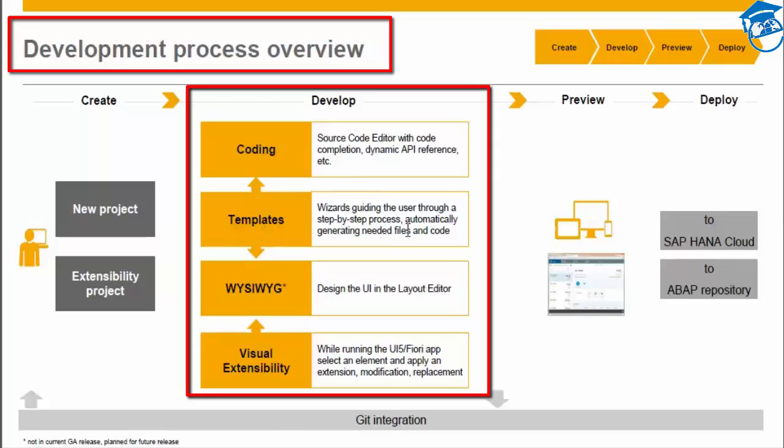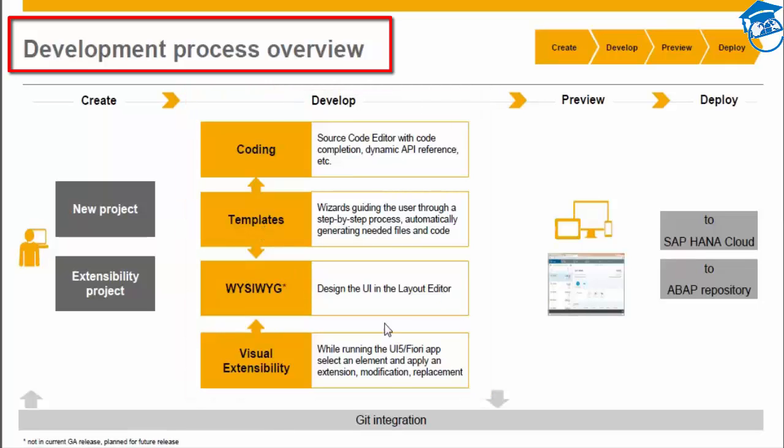Next is preview. After development, you can preview your application here only, and you can deploy it to any of the repositories. As we talk about SAP, we have two repositories: one is the ABAP repository and another one is HANA Cloud. When we get services, we can deploy over there.